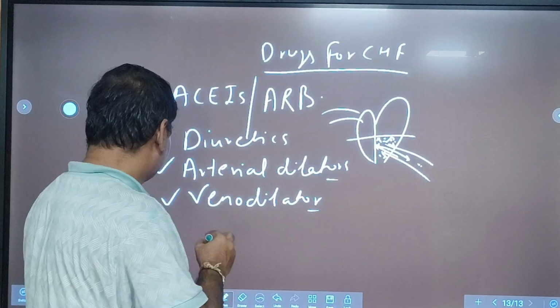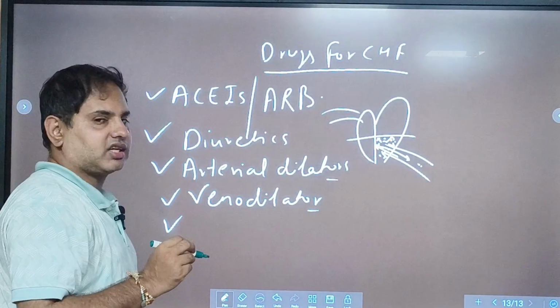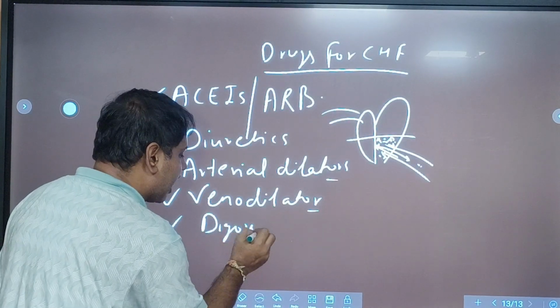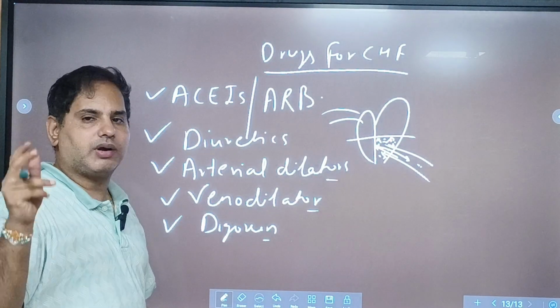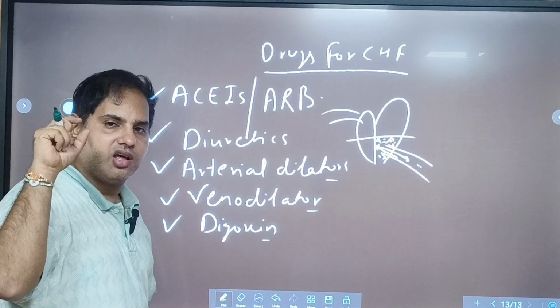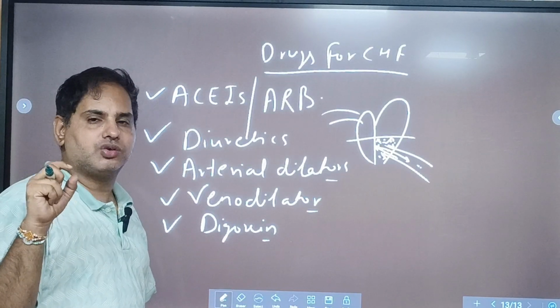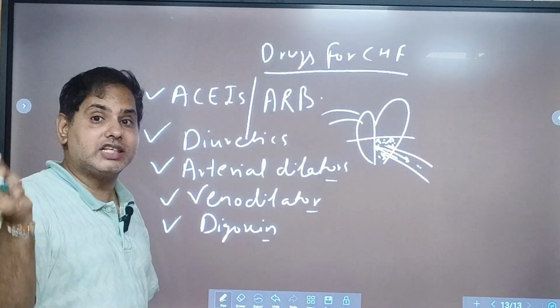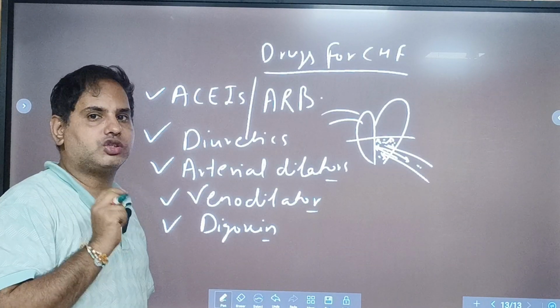So these are the drugs. What if these drugs are not helpful? You can digitalize the patients, you can use the inotropic agents, digoxin, but you have to use it very carefully. Many times we have discussed that because it's a drug with a narrow therapeutic index, you have to use it carefully. It's a good drug, but it's not a drug of choice for congestive heart failure due to its toxicity.